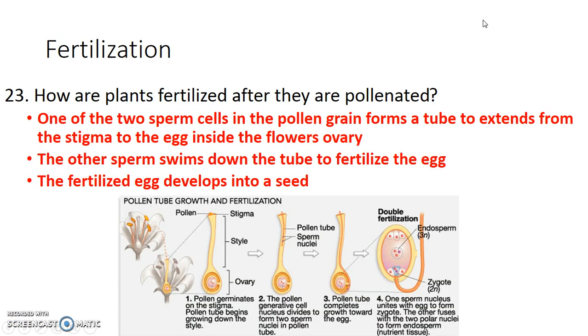Fertilization is making a baby. After the pollen grain gets transferred, 2 sperm cells leave that pollen grain. One forms a tube, the other swims down that tube and fertilizes the egg, making a seed. That's the process of fertilization. 2 sperms per pollen grain, one makes a tube, the other swims down the tube, fertilizes an egg, the egg becomes a seed.